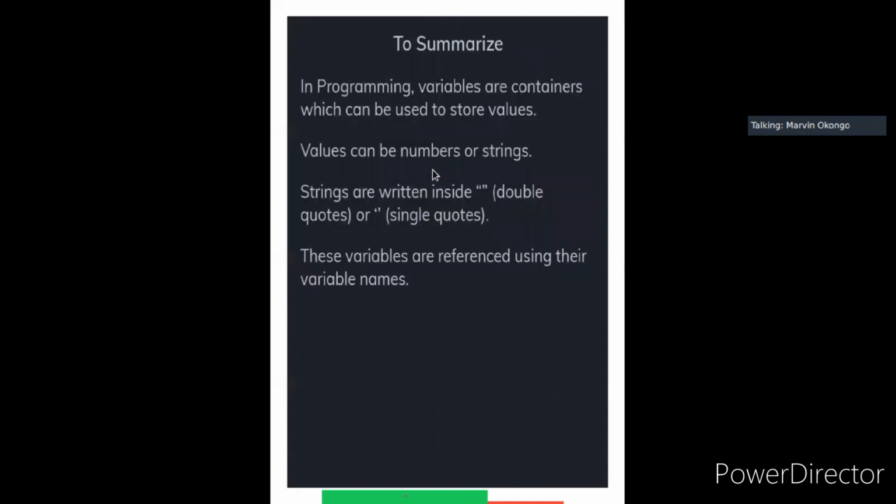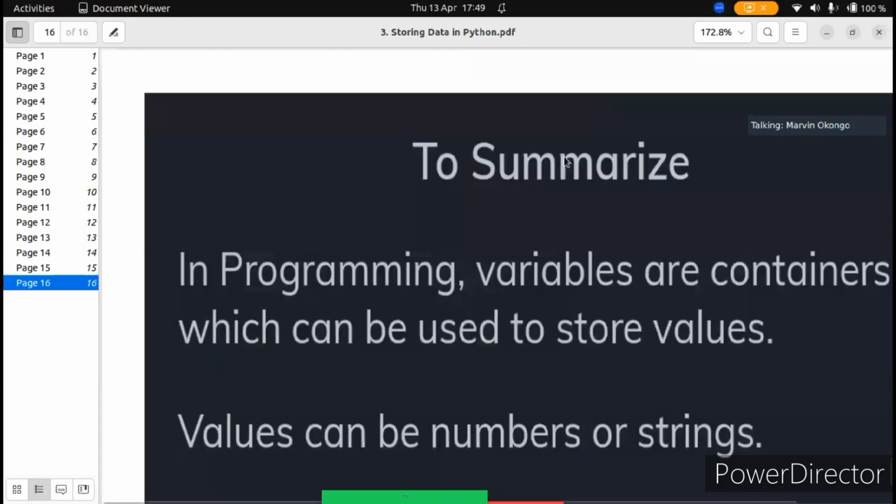To summarize, in programming, variables are containers which can be used to store values. Values can be numbers or strings. Strings are written inside double quotes or single quotes. These variables are referenced using their variable names. That's the end of our first presentation.